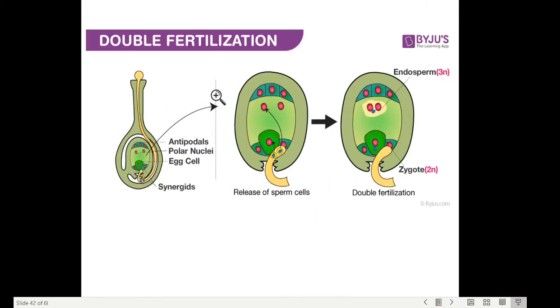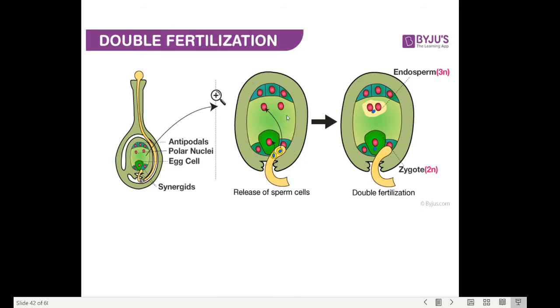Another concept is double fertilization. Double fertilization happens in the plant. Here we first want to understand the parts of the plant's fertilization apparatus: the antipodals, polar nuclei, egg cell, and synergids. The first thing is the release of sperm cells into the oocytes.